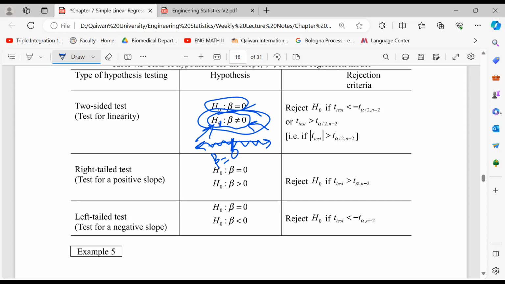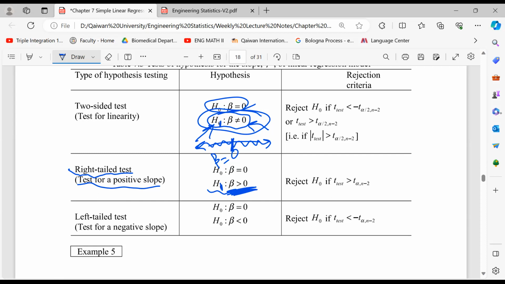What if the question is asking for only the positive test? On the right tail test for the positive slope, if it is asking for the positive slope, we say H0, and H1 is only beta is greater than zero. Why do we say beta? Why don't we say alpha?